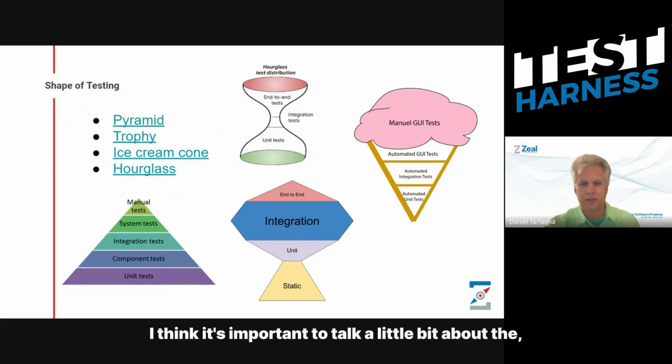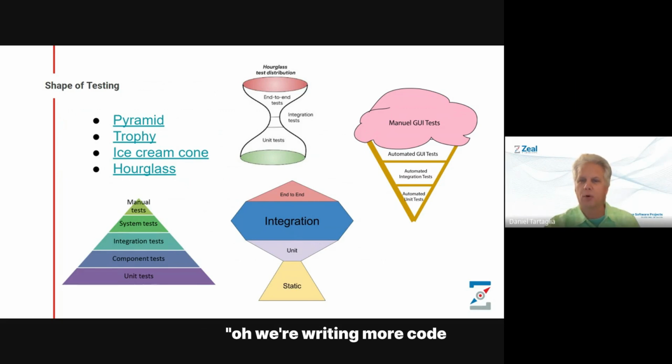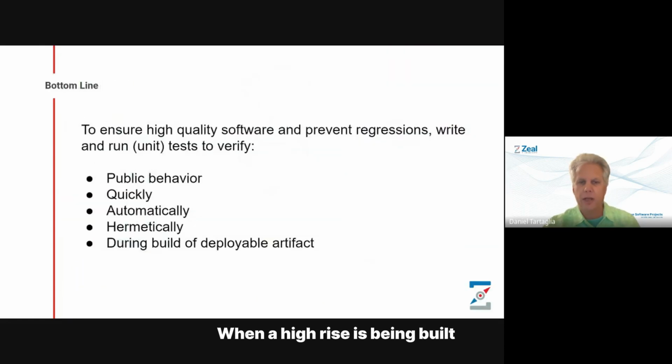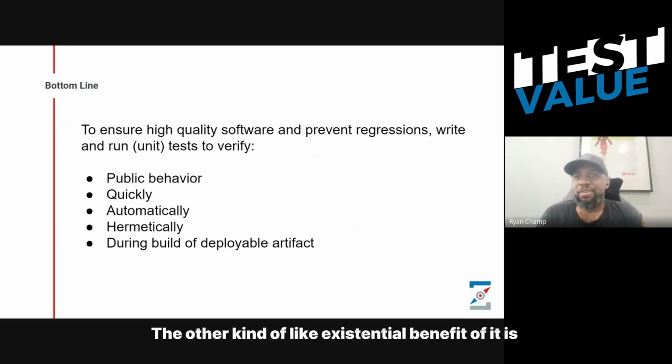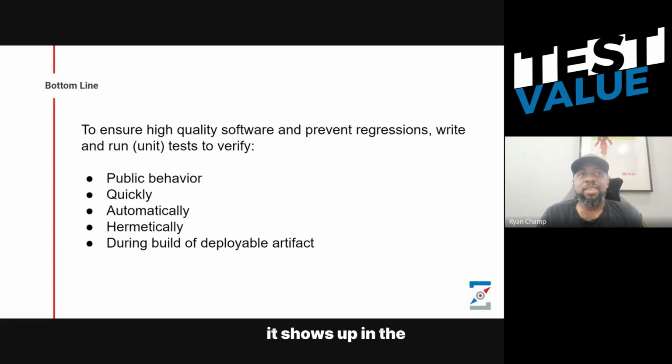I think it's important to talk a little bit about how we're writing more code in order to test the code that's actually being used in the system. And doesn't that take more time? When a high-rise is being built, there's scaffolding that needs to be built all around the high-rise. None of that is part of the high-rise, but it still needs to be built in order to make the high-rise go up safely. And that's the way I kind of view unit tests. It's not part of the thing you're building, but it's part of what you need in order to make the thing you're building effective.